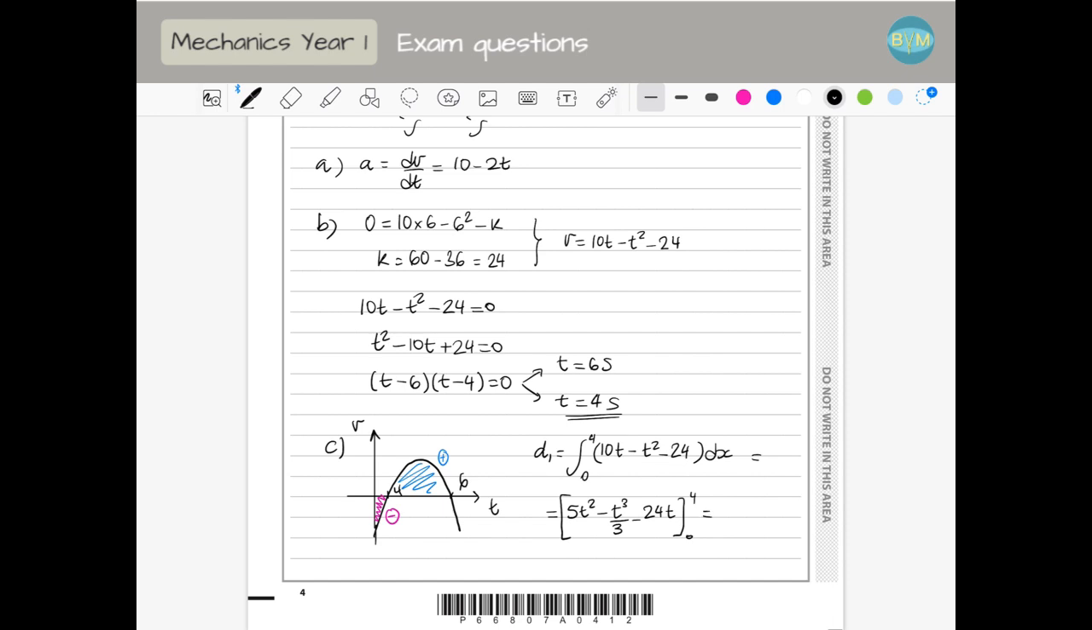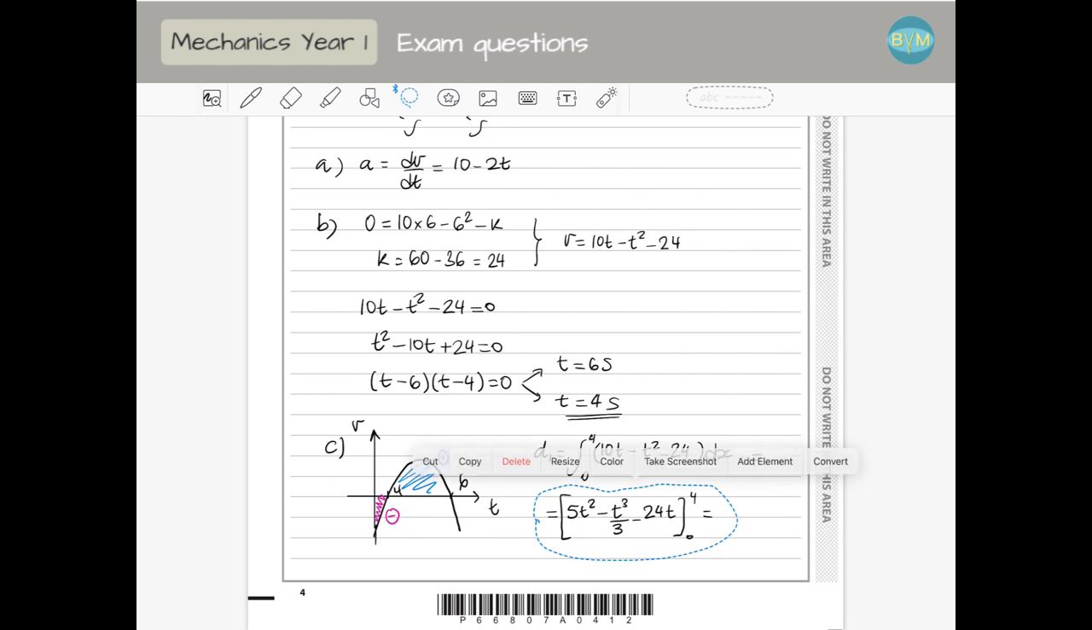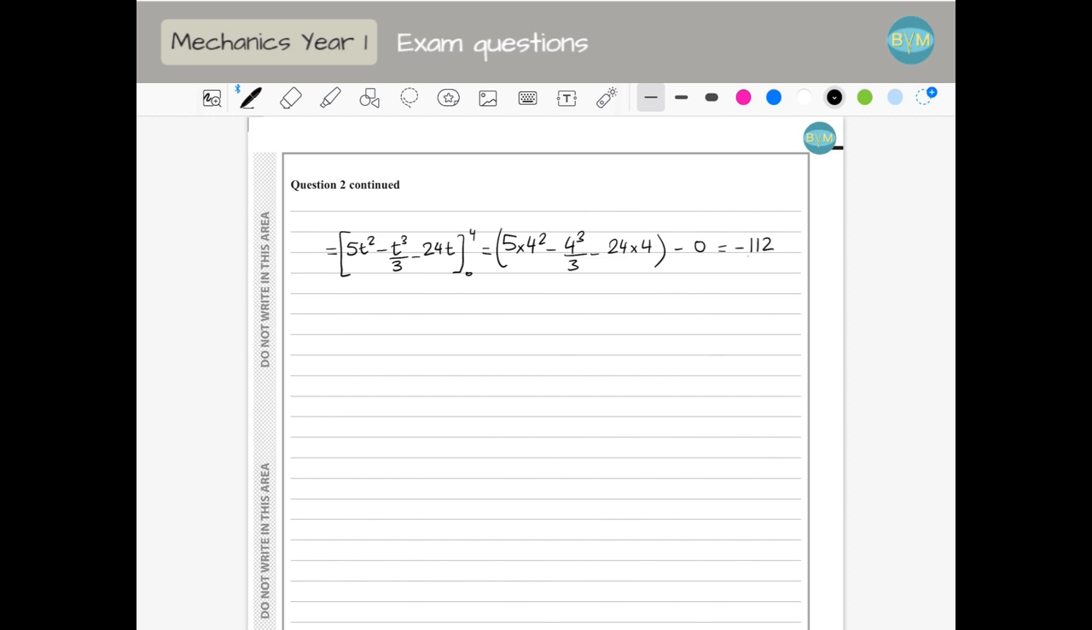I'm going to do it on the next page. So this is going to be equal to 5 times 4 squared minus 4 cubed divided by 3 minus 24 times 4, all when I substitute the 4, and then when I substitute the 0 it is 0. And this is minus 112 divided by 3. So negative, as we expected.